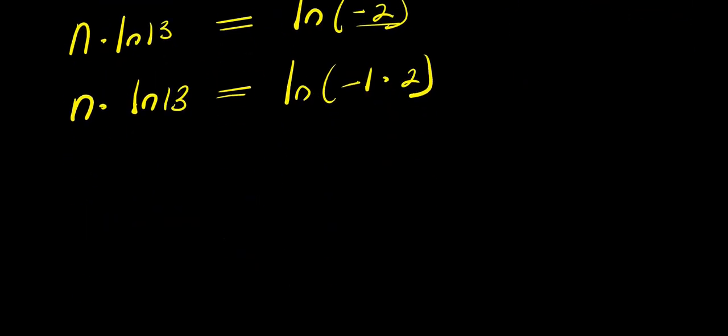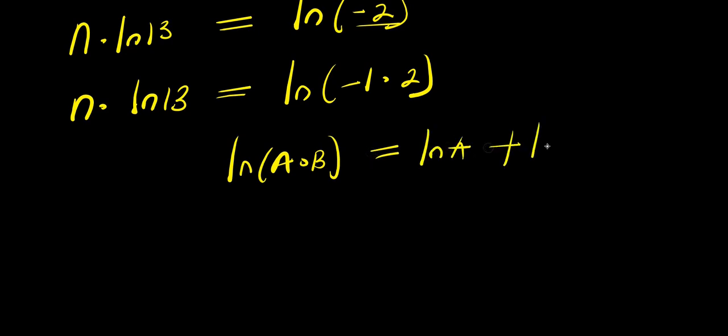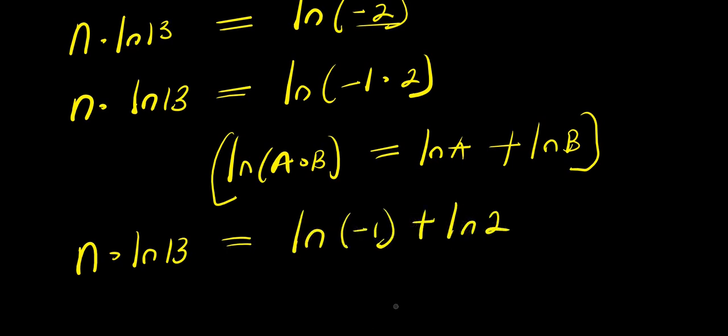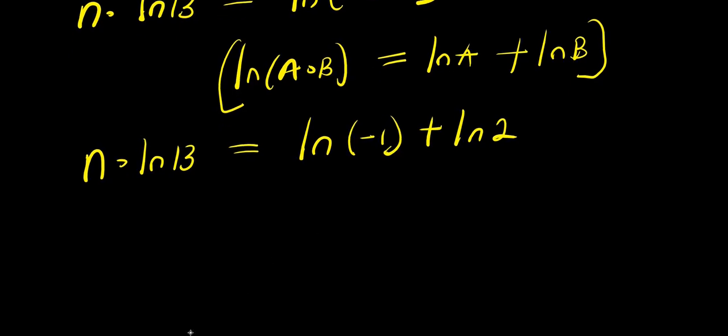Now from here, we apply this property. If you have natural log of a times b, this equals natural log of a plus natural log of b. So from here, we have n times natural log of 13 equals natural log of negative 1 plus natural log of 2.